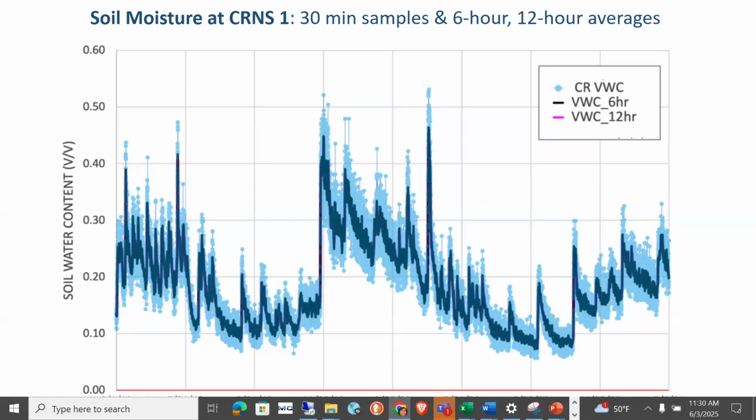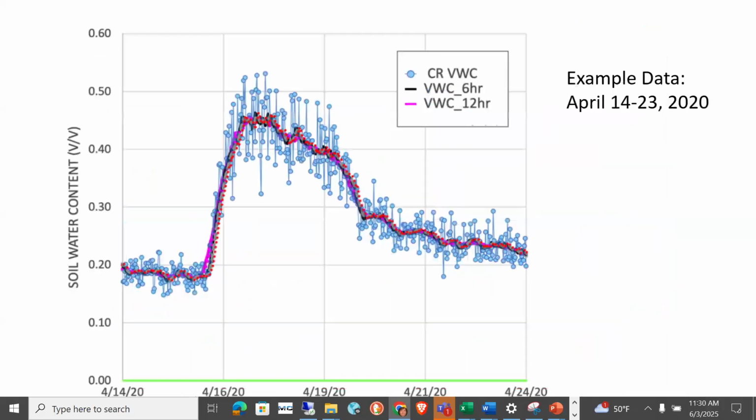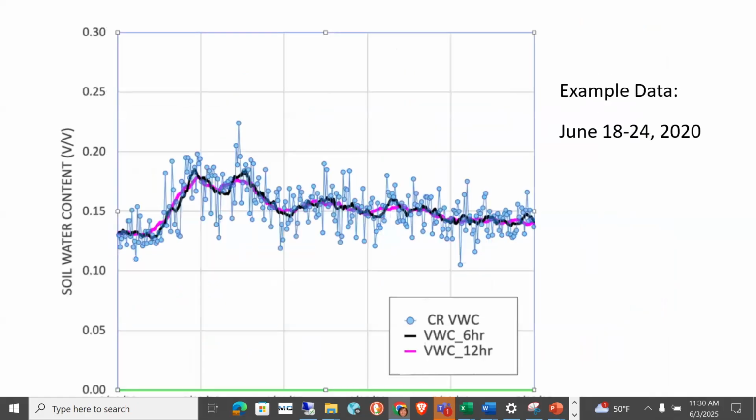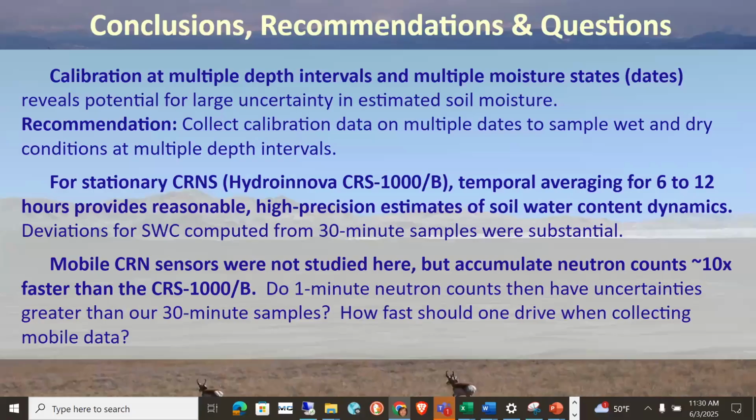If you do time period averaging, say a running average of 6 or 12 hours, this just shows that there's quite a bit of noise in these half-hour data. If we zoom in, you can see that that's not real. That's just a precision issue with this instrument because we're not accumulating enough counts. There's another example. And I'm almost done.